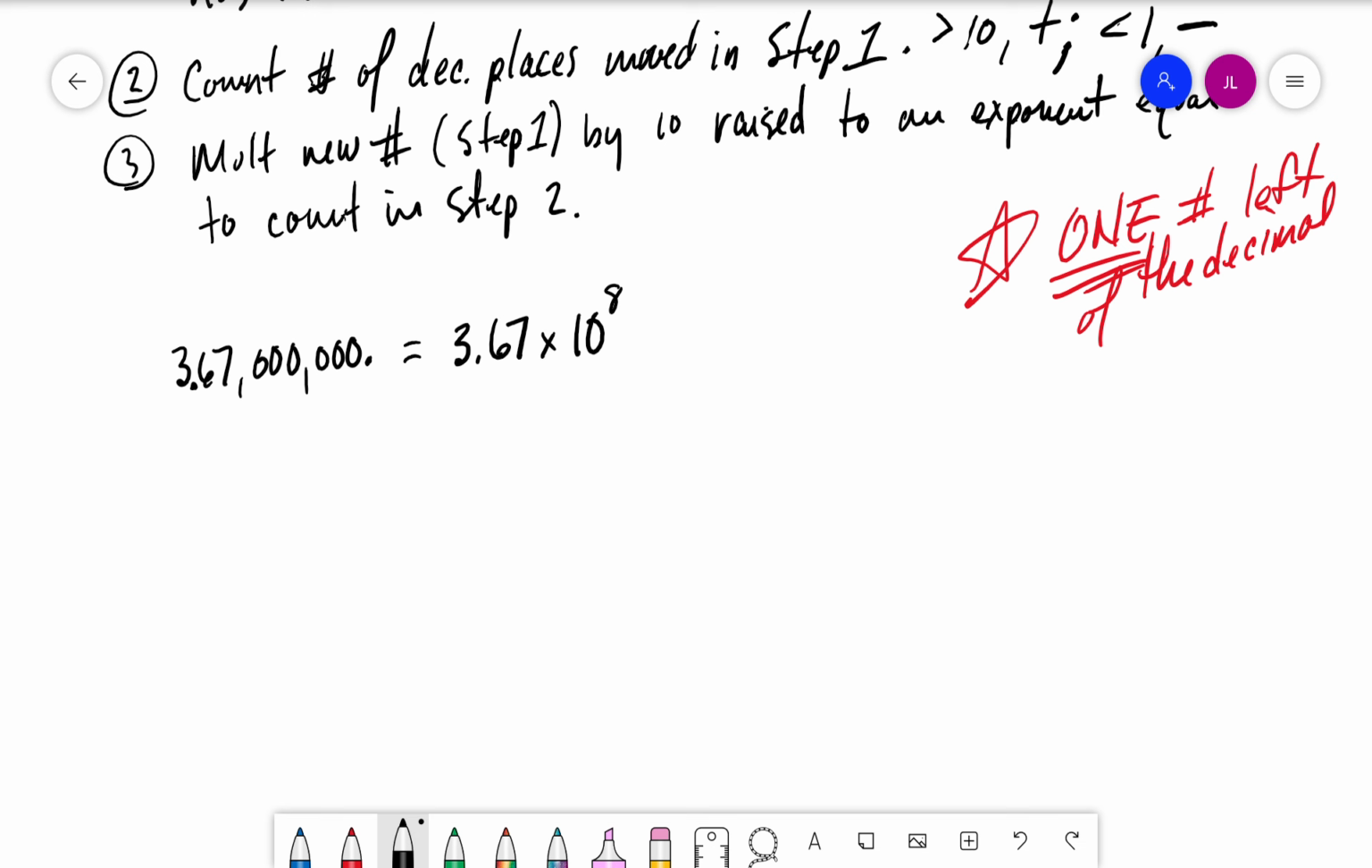Now, let's look at a smaller number, a number that's less than 1. Say we have 0.000013. If we want to change this into scientific notation, we want only one place to the left of the decimal point. We move it 1, 2, 3, 4, 5 places, so we have 1.3 times 10. Since we moved it to the right, the exponent is negative: 1.3 times 10 to the negative 5th.